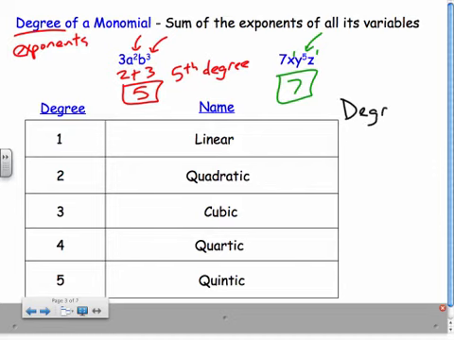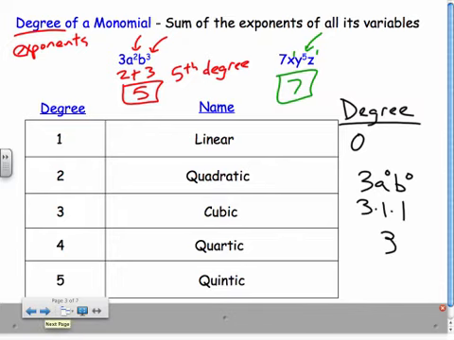Let's look at that one. It goes to the 0 degree. That means my variables all have a 0 degree. Let me just make one up here. Let's say I had 3a to the 0, b to the 0. Well, remember, anything to the 0 degree is just a 1. So really I have 3 times 1, which gives me 3. So the 0 degree is called a constant, which we've already talked about, right? Because the number 3 doesn't change. So anything to the 0 degree is a constant. We won't spend a lot of time with that terminology. Just know how to find the degree of a monomial.